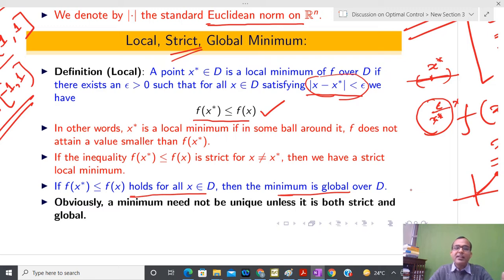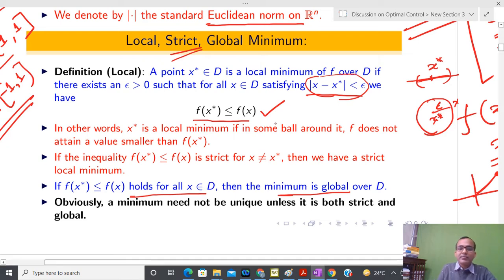Now you can see that if we say the minimum is unique, then we are assuming that it is strict and global. Otherwise, it might be possible that in some subset I have more than one minima. Does anyone have confusion?